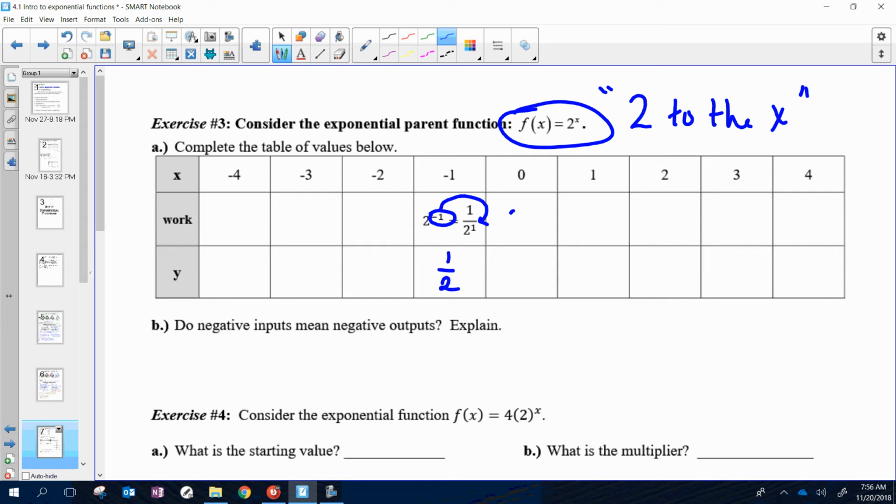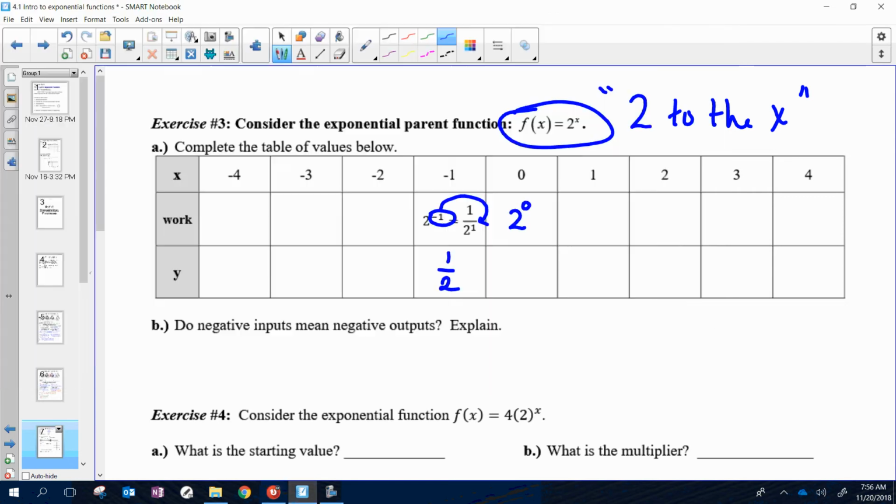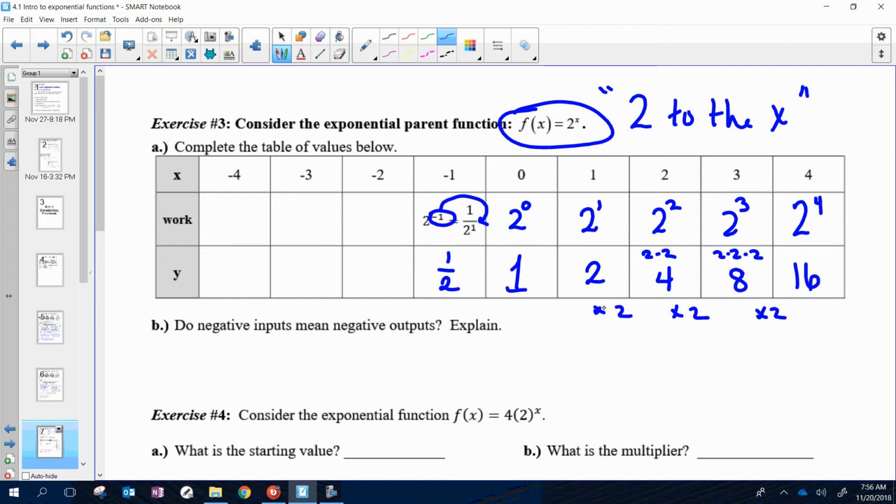Let's do 0, 2 to the 0. If you look at it on your calculator, 2 to the 0 would give you a 1. Anything to the 0 power gives you a 1. 2 to the first is 2. 2 to the second is 2 times 2, which is 4. 2 to the third, 2 times 2 times another 2 is 8. 2 to the fourth, 16. Multiplying by 2 each time.